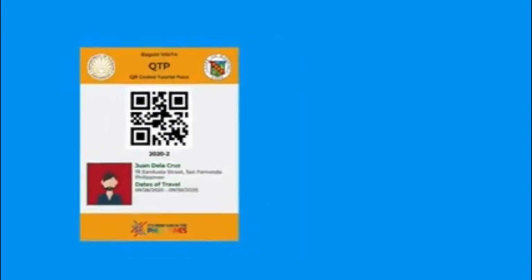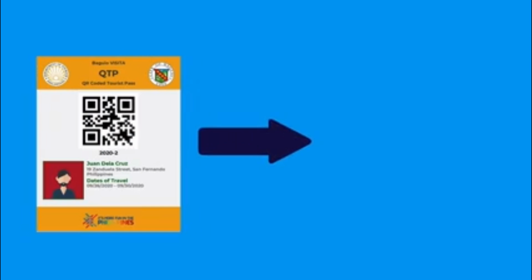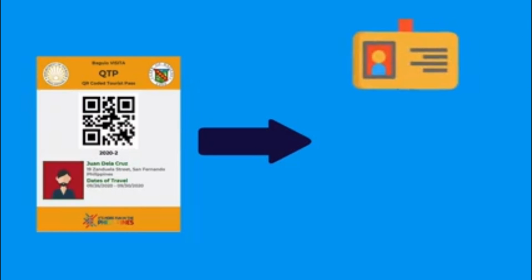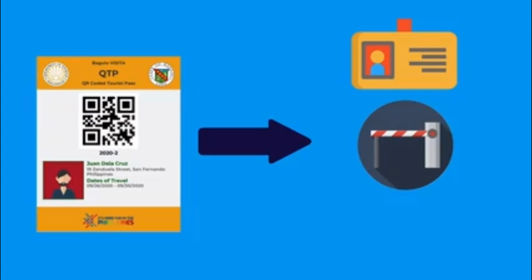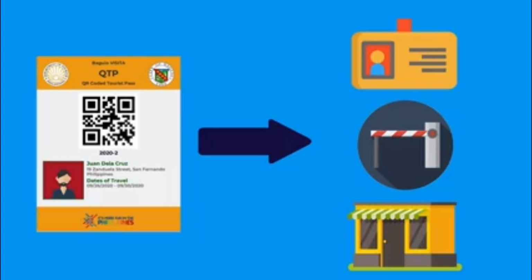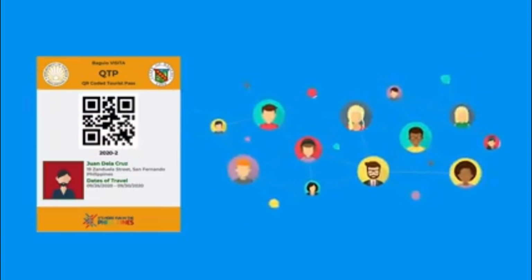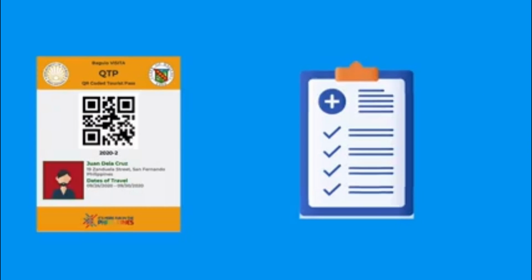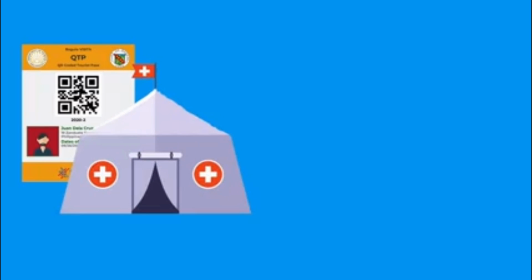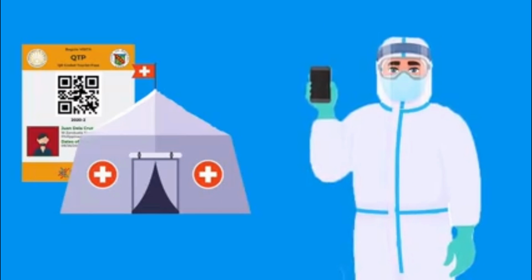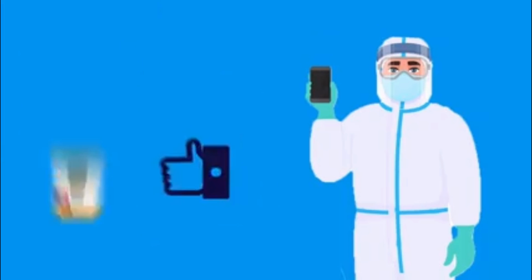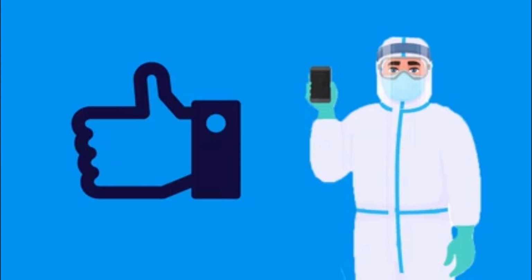Always keep your QTP handy during the travel, as this will serve as your electronic ID in all border checkpoints and establishments that you will visit, serving as a contact tracing mechanism and electronic health declaration. At the Triage, your QTP will provide access to the triage officers of your health condition and exposure history as declared. They will process accordingly after verification.